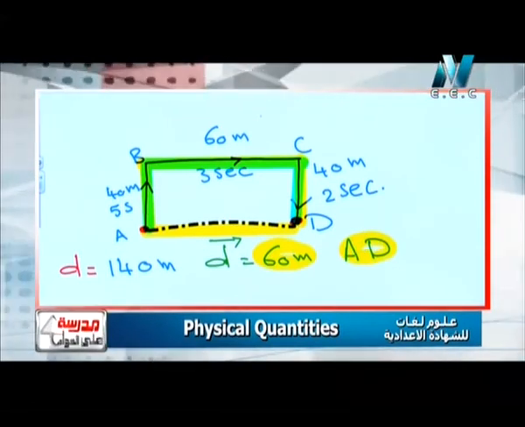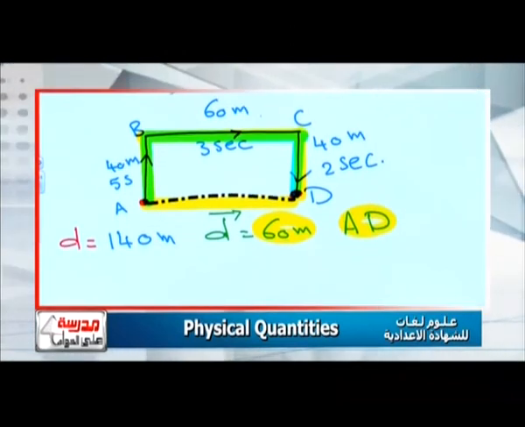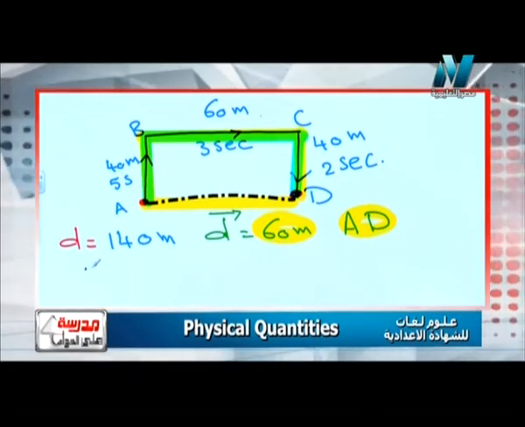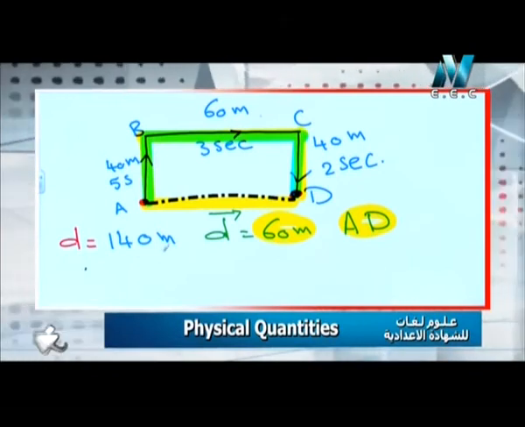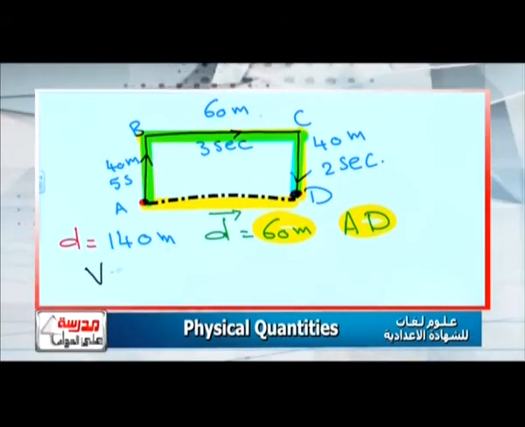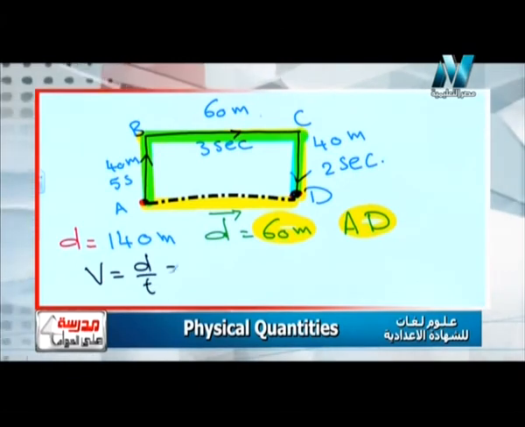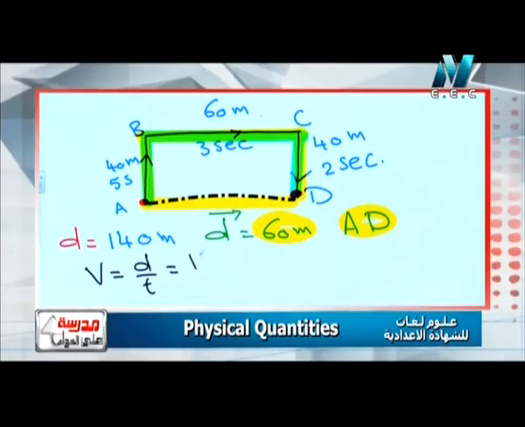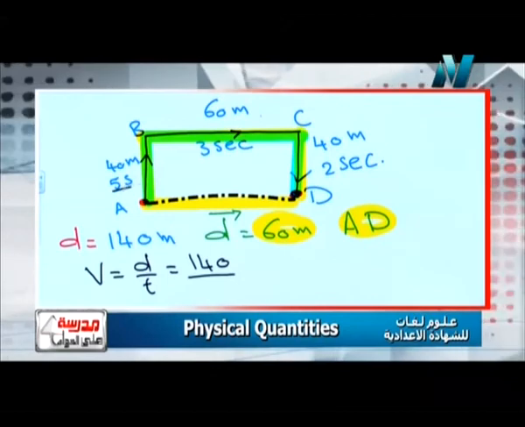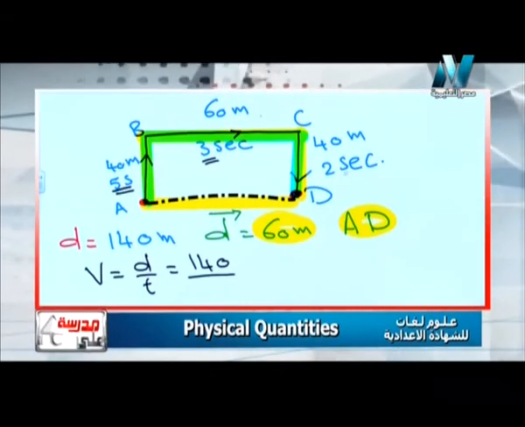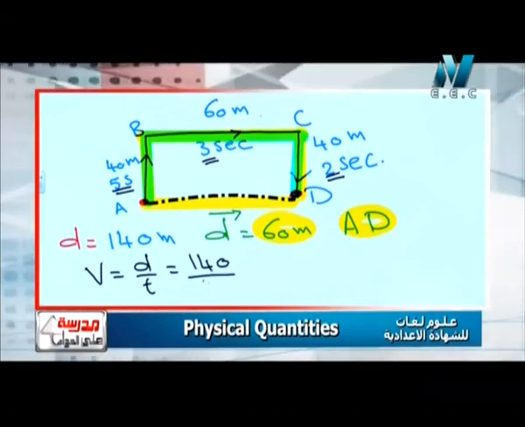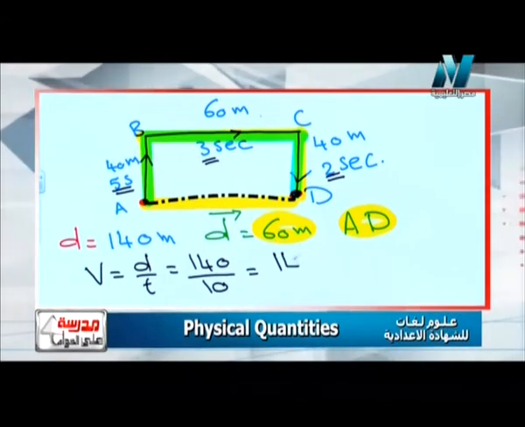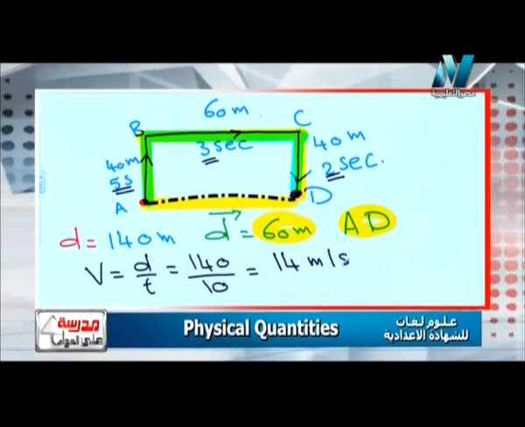In the same case, we need to calculate the speed, as we studied before. Average speed or speed, from each point to the other. So here we have V equals D over T. In this case, we have total distance over total time. Total distance equals 140. Over total time: here we have 5 seconds, here we have 3 seconds, and 2 seconds, so 10 seconds. 140 over 10 equals 14 meters per second.